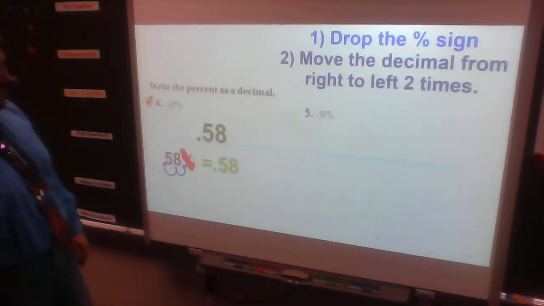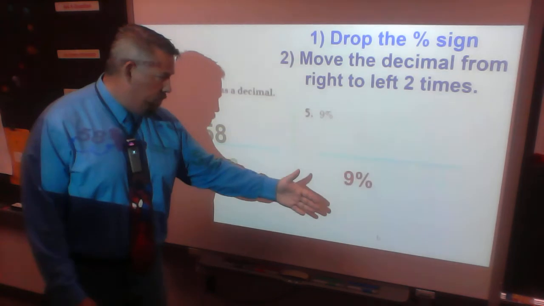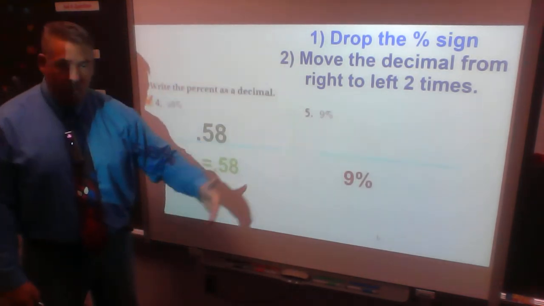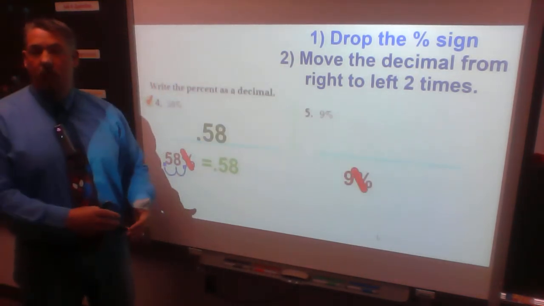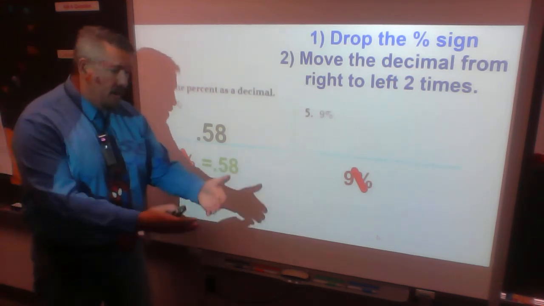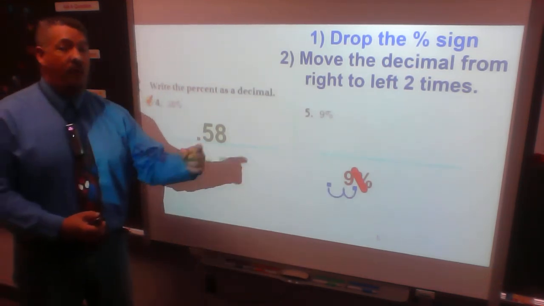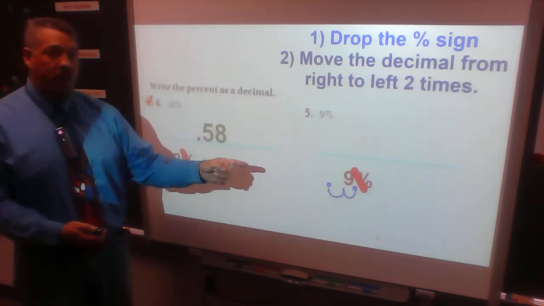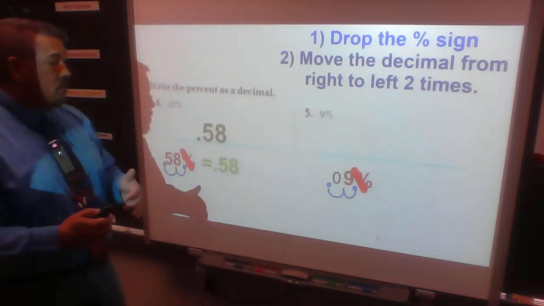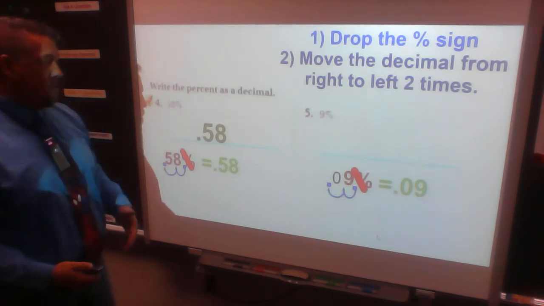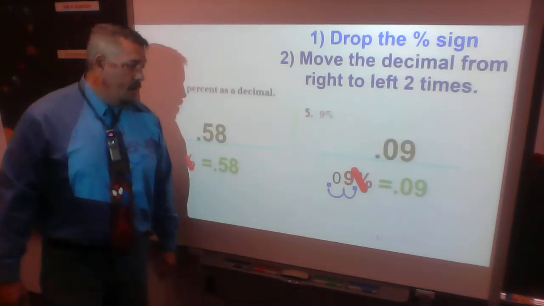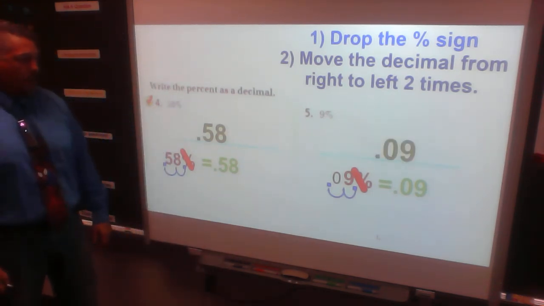Same thing with the 9%. I'm going to write my 9%. I'm going to drop my percent sign. I'm going to move my decimal from right to left 2 times. Now, right to left 2 times leaves me a space there, doesn't it? So I have to fill in that with a 0 and hold that place value. So I have 0.09, which is the same as 9 hundredths as a decimal.